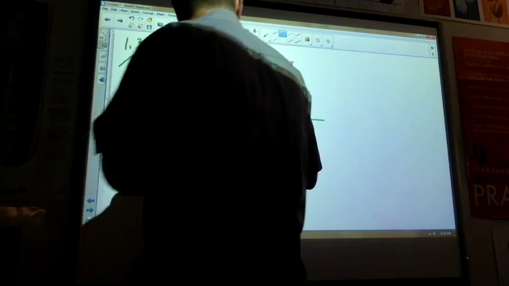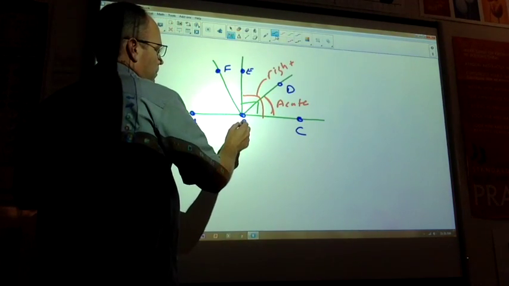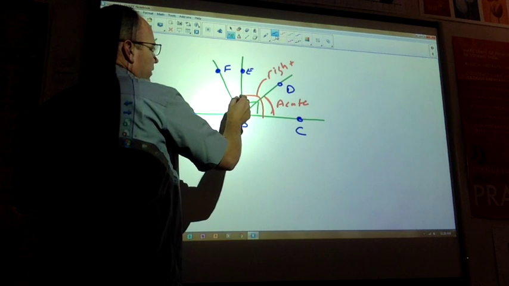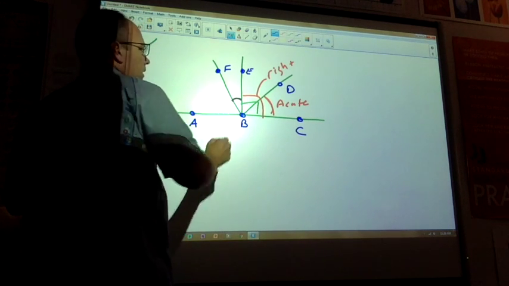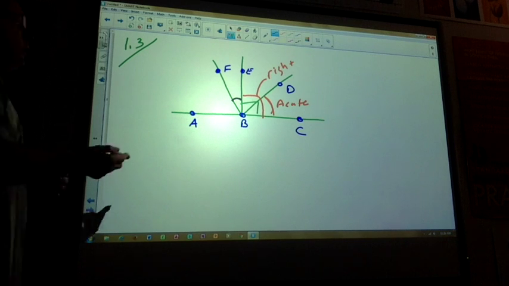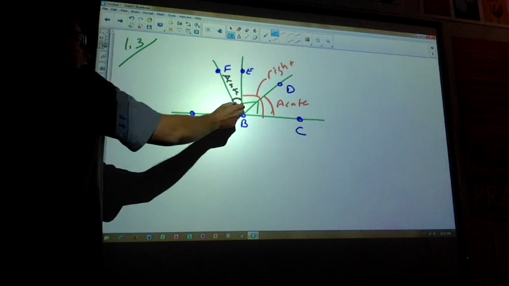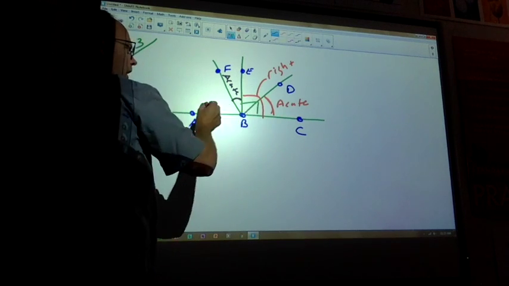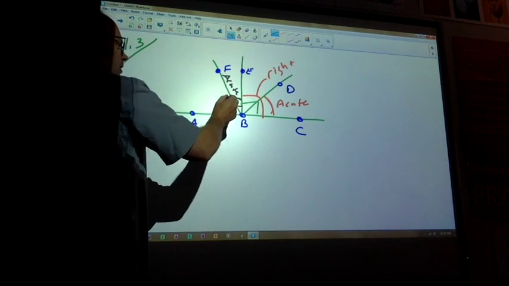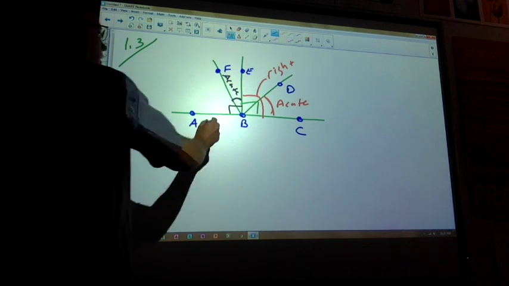EBF. I think you'd be okay to say it's acute, and this is why. Being that ABC is a straight angle, that means if that's 90, this has to be 90 by definition. And then I have a part of a 90-degree angle, which would have to be acute. ABC is a straight angle.